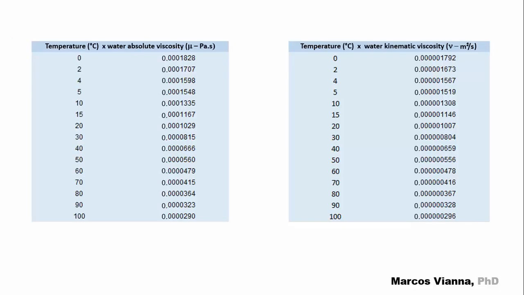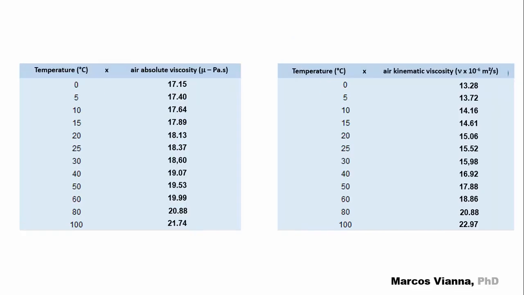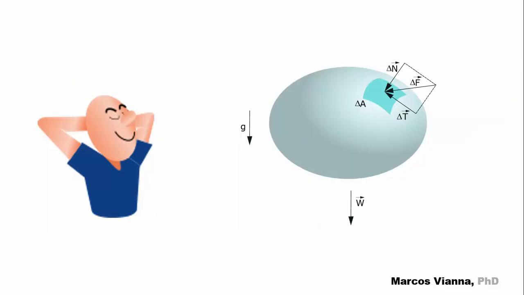In this table, we can see the water viscosity variation with the temperature. It varies a lot. And in this table, we can see the air viscosity variation with the temperature. It's a considerable variation. Well, that's enough for today. So far, so good, isn't it? In our next video, we'll see how to apply tensions to fluids. In special, we'll talk about pressure.